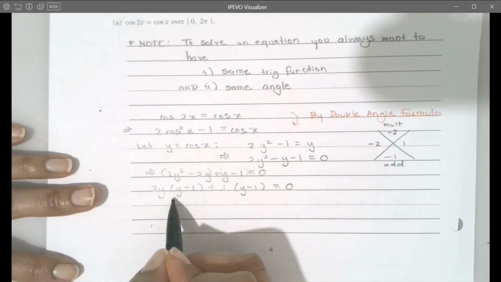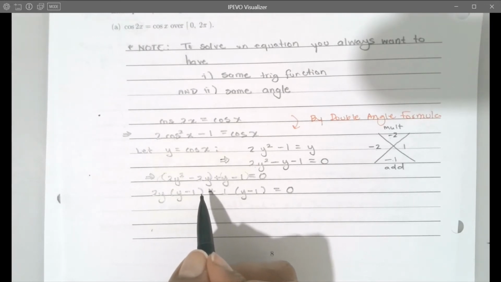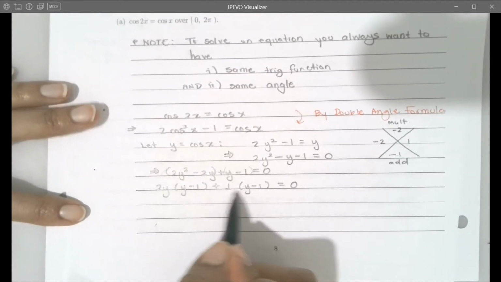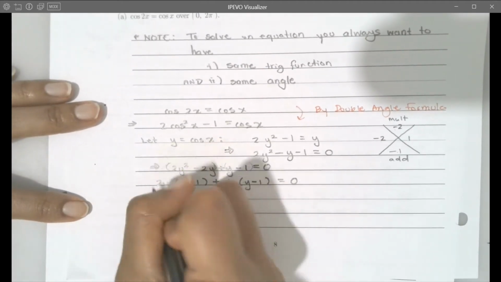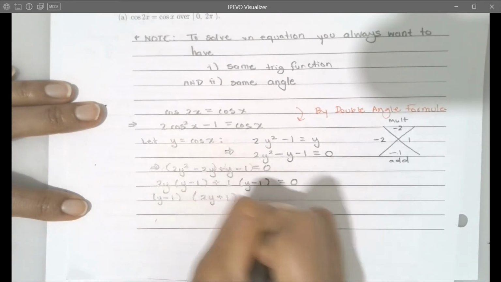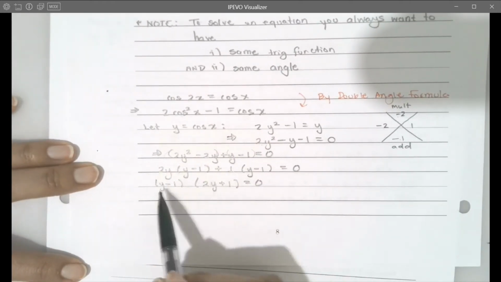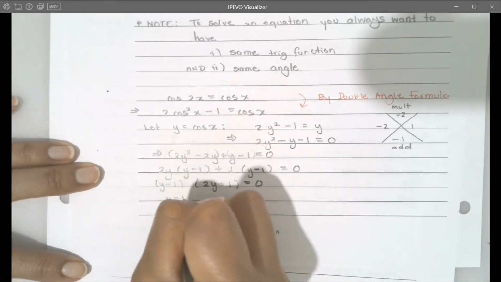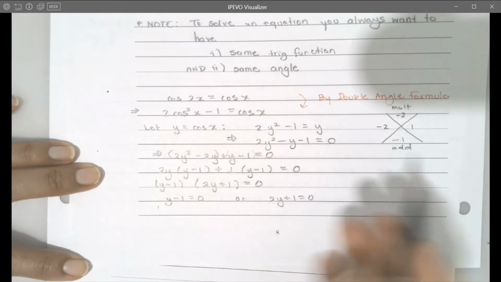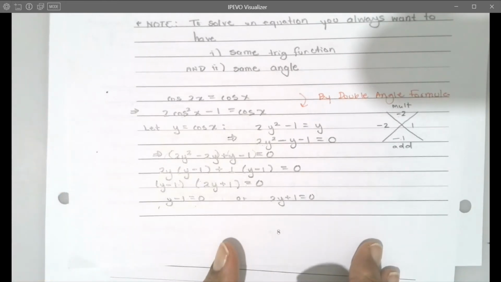Okay, and then we factor out one more time, but in this case, we're going to factor out the common binomial, meaning we have a y minus 1 and a y minus 1 as a factor in both terms, so we're going to bring it out. We're going to have y minus 1 times 2y plus 1 is equal to 0. Okay, and now that we've factored it this way, we can solve y minus 1 is equal to 0, or 2y plus 1 is equal to 0, because if the product of two terms gives you 0, then at least one of them has to be 0.